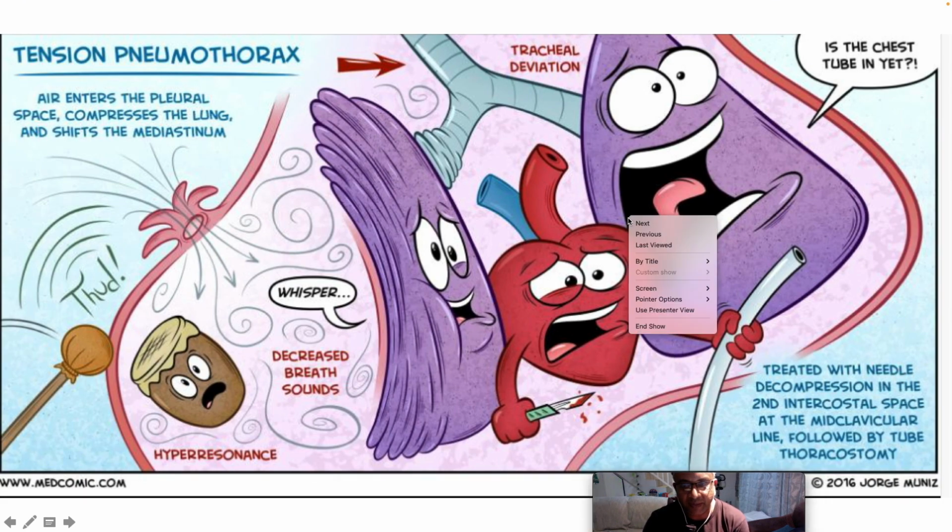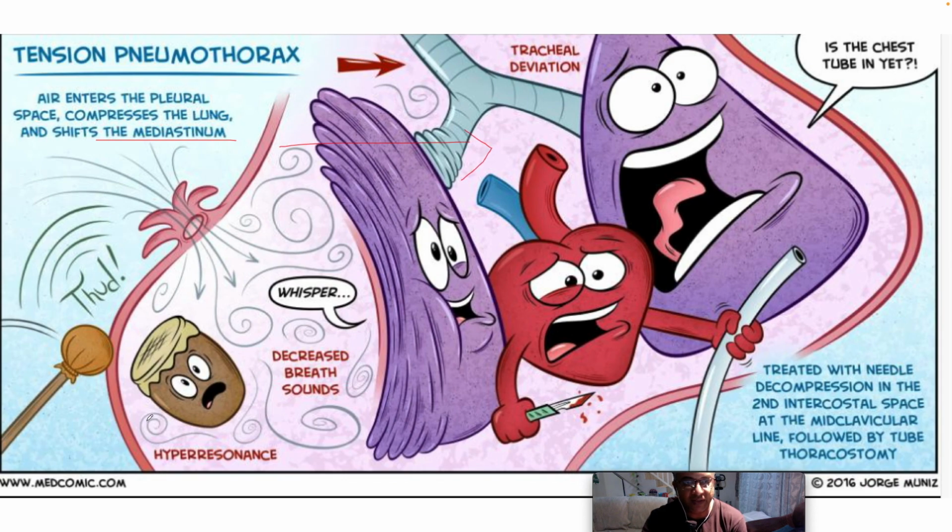All right, let me just get my pen in there. Alrighty. So this is tension pneumothorax. So what happens in pneumothorax usually is air enters the pleural space, which compresses the lung and shifts the mediastinum to the opposite side. Okay, so air is entering here.